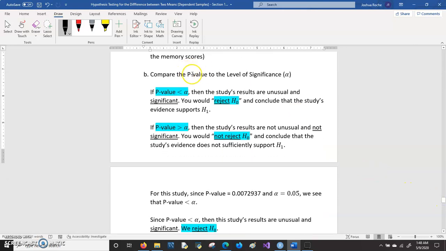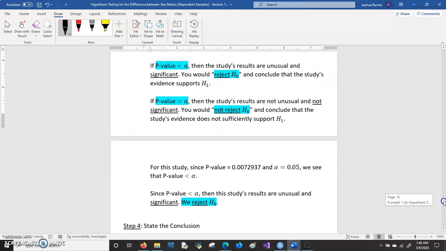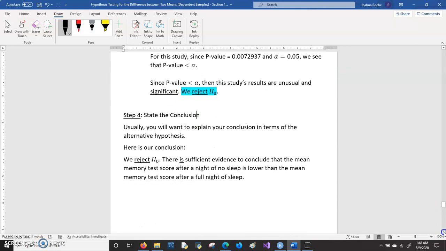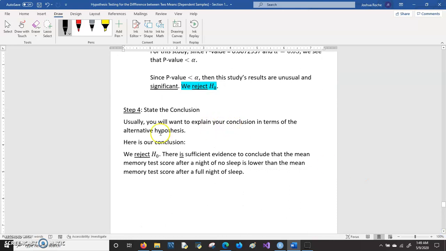Now the last thing is we'll compare the p-value to the level of significance. For this study, our p-value was very small. It was smaller than the alpha. Because the p-value is less than alpha, that means that the study's results are unusual and significant, and we would reject the null hypothesis. And so the conclusion would be step 4. We want to explain our conclusion in terms of the alternative hypothesis. So we would reject the null hypothesis and say that there is sufficient evidence to conclude that the mean memory test score after a night of no sleep is lower than the mean memory test score after a night of full sleep.